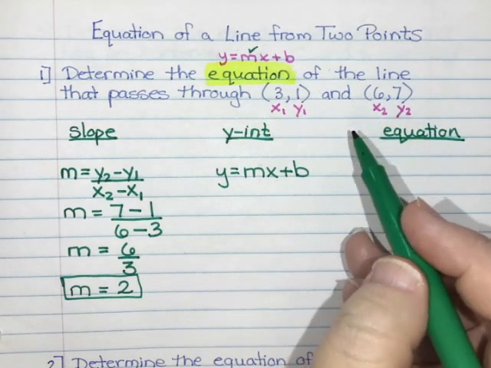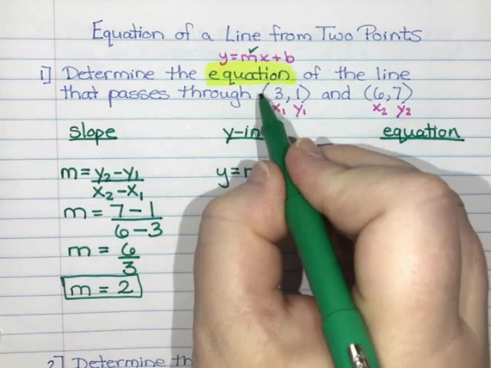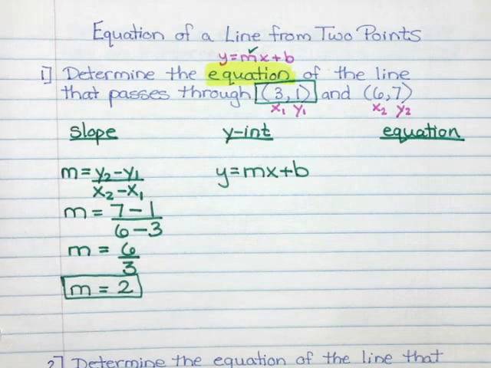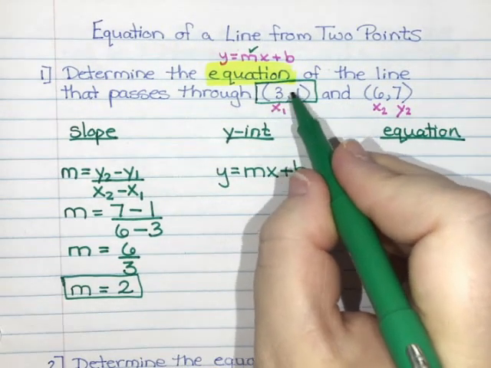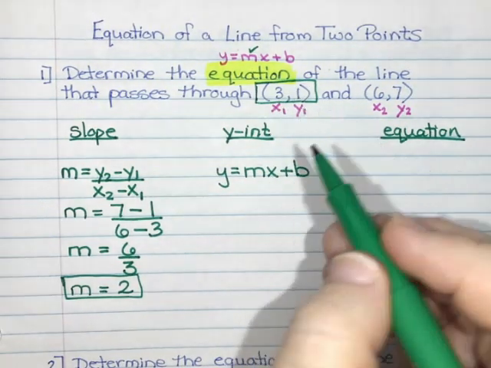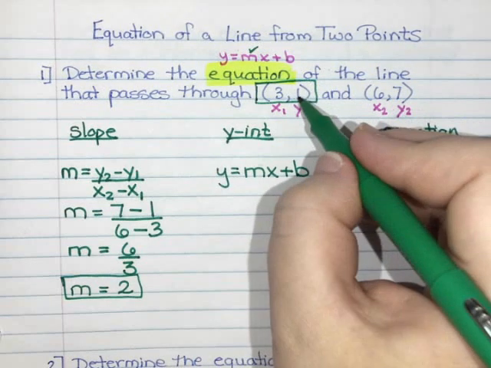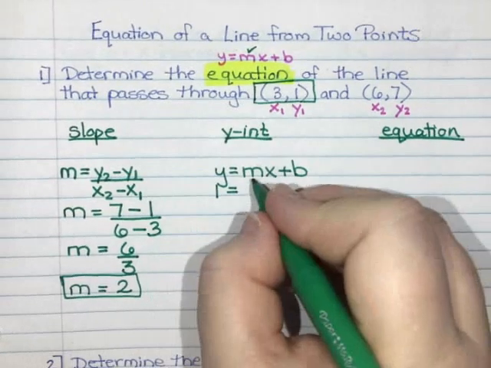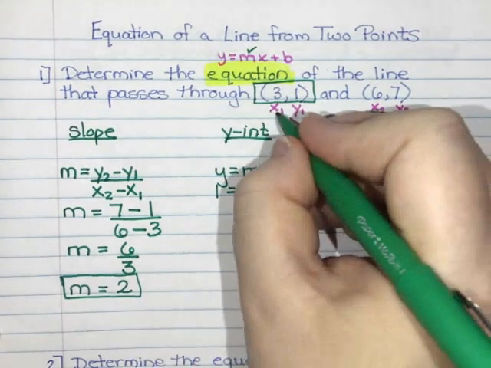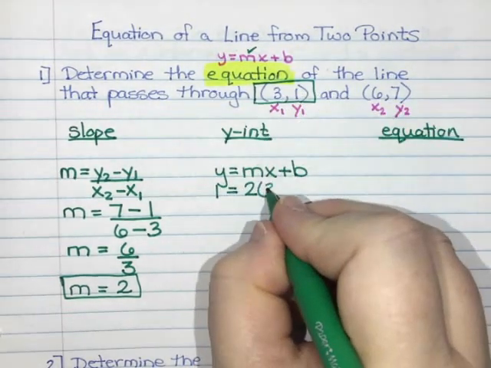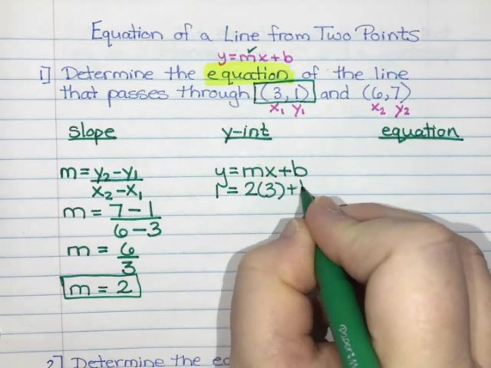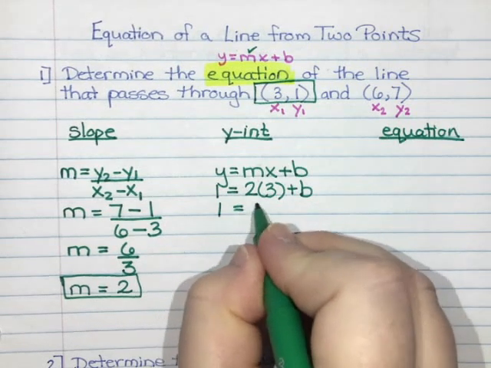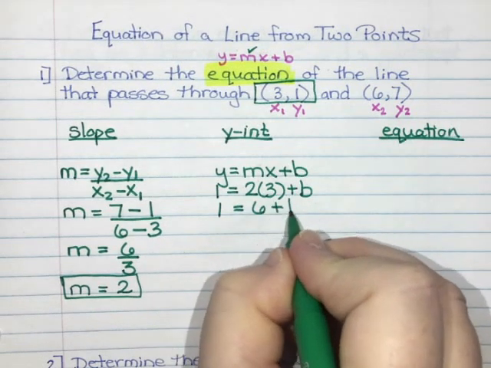And it is entirely up to you which one you want to pick. I think I might choose the (3, 1). So 3 is going to be x, and the 1 is going to be my y. So in place of my y, I'm going to put in the number 1. Instead of m, we're going to put in our slope of 2. And in place of x, I'm going to put in the number 3. I'm going to just multiply 2 and 3 together. So I get 1 equals 6 plus b.